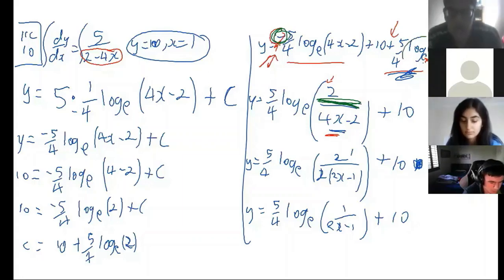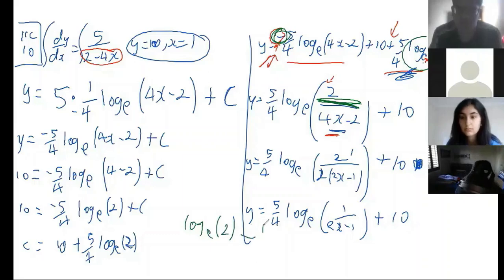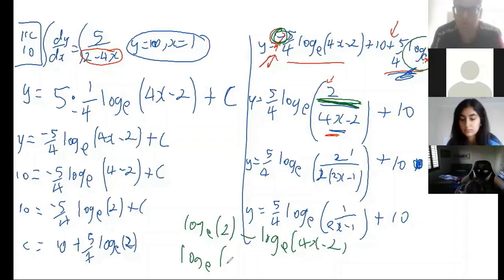So we've got log e of 2 minus, don't worry about the 5 and 4, log e of 4x minus 2. We can combine these because they're both logs, and when we combine them, we get log e of 2 divided by the 4x minus 2. That's what happens to the negative. It becomes a divide when we combine. Remember our rules?